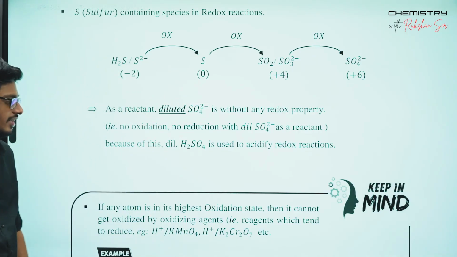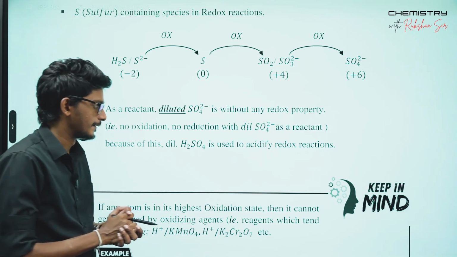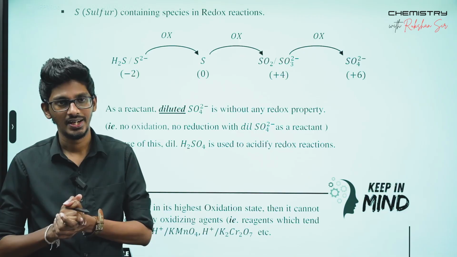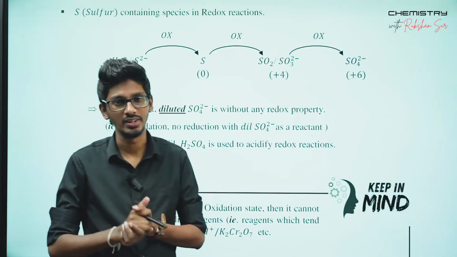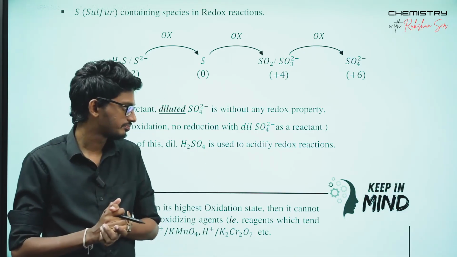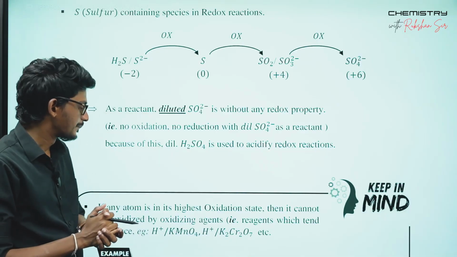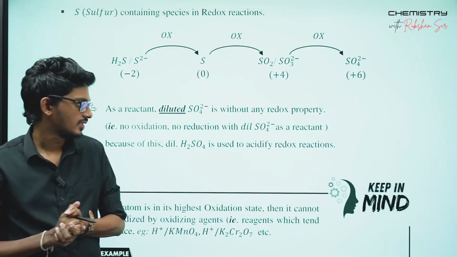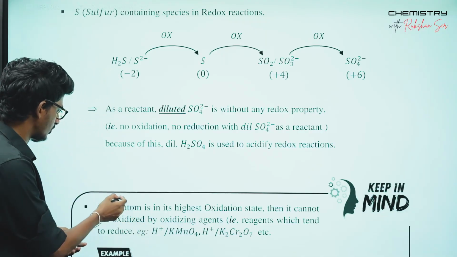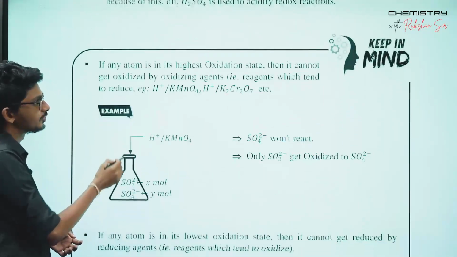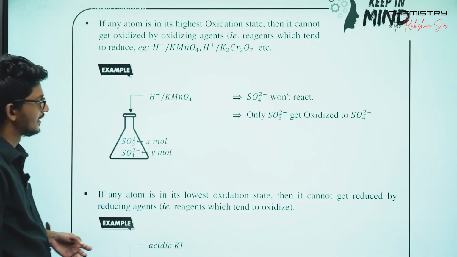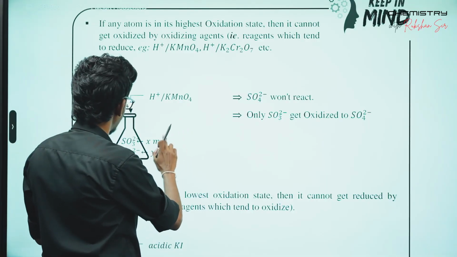So with this knowledge we have gathered, let's try to think of how the redox reactions are to occur, how to decide whether a reaction will occur or not. Let's try to predict with the use of this knowledge. So let's go to this. This is what we are trying to focus on now.